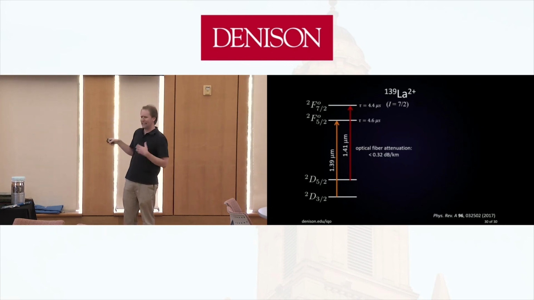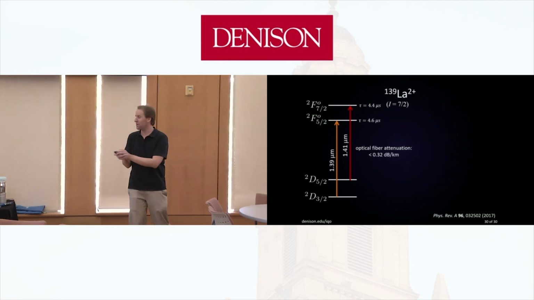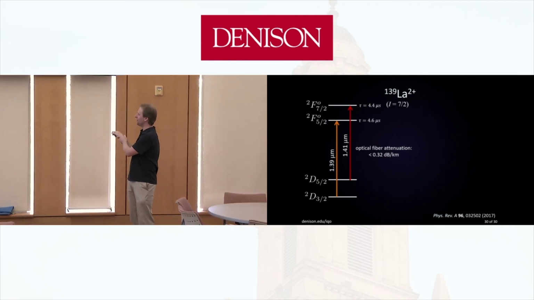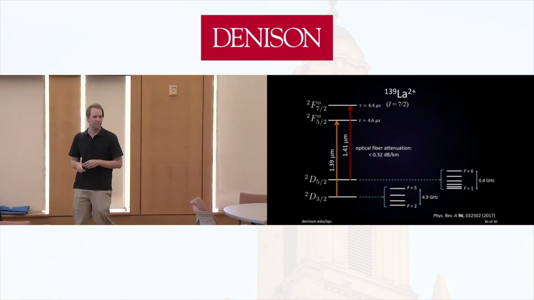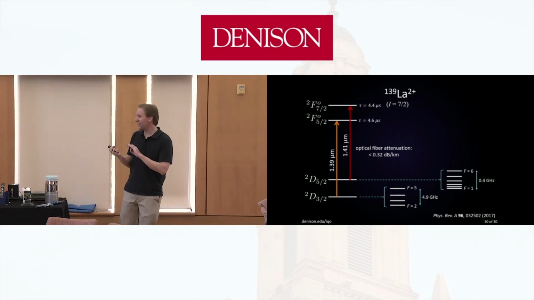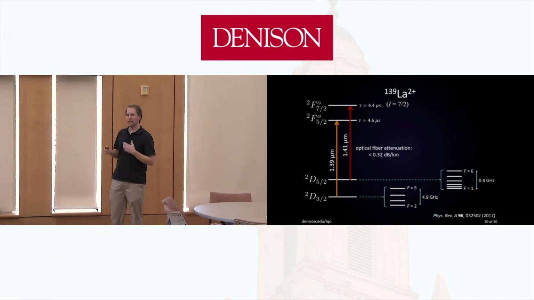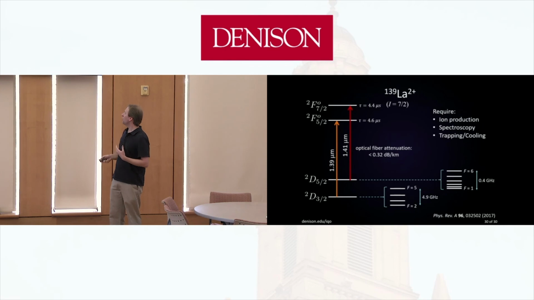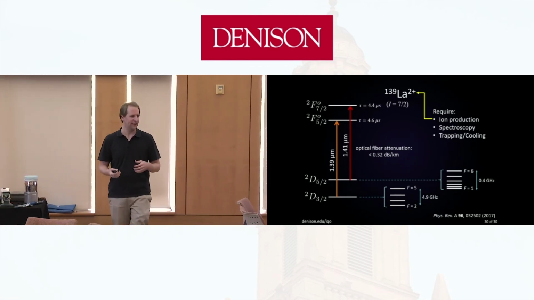Here's what the level structure for that atom looks like. Very briefly, it's a little more complicated than the other atom I showed you, barium. There's some complication hidden here, which is that each of these levels is actually split into multiple levels by something called the hyperfine splitting. Nevertheless, we can, in principle, laser cool and trap this atom as well. We just need a few things in order to use it for quantum information purposes. One is that we need to be able to produce the ions, which we've demonstrated using the laser ablation technique I showed earlier.